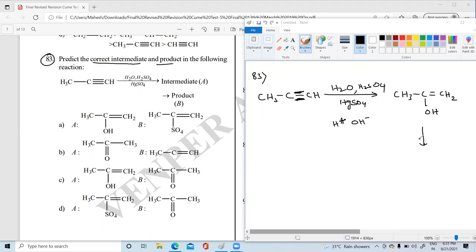Here keto-enol tautomerism takes place, students. We'll get C double bond O with CH3 on both sides: acetone. How does the keto-enol tautomerism work? Here OH will be there, so this bond will polarize towards this side and shift to this side, so a 1,3 hydrogen shift takes place. This is the intermediate and this is the product, students. Let's check where it is. Option C, you can check, students. Option C is the correct one.